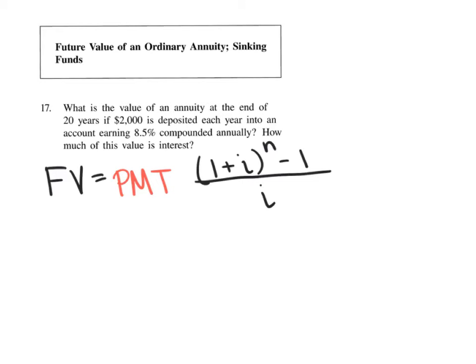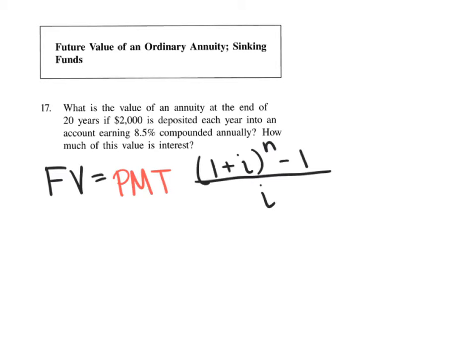So let's look at this first example. This says, what is the value of an annuity at the end of 20 years if $2,000 is deposited each year into an account earning 8.5% compounded annually? How much of the value is interest?